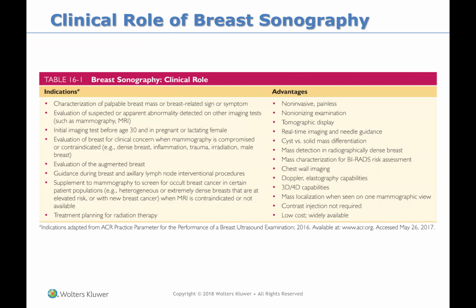So this is an indication for a breast sonography. A lot of the time, if they see something on mammography and they're not sure if it's cystic or solid, they'll order an ultrasound of that area so we can decide if it's a cyst or solid. It gives a different kind of imaging.